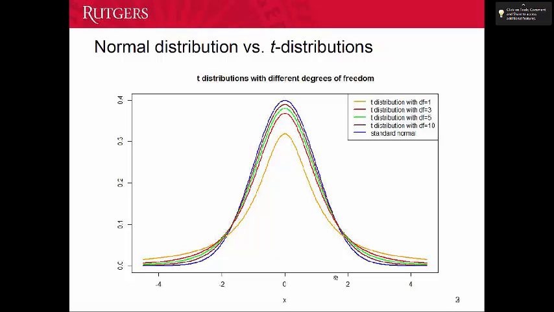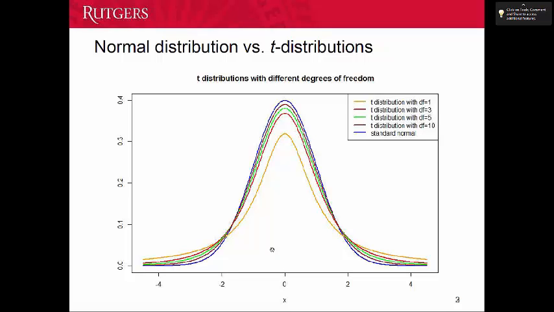You may have noticed that the t-distribution looks very much like the normal distribution, but it is relatively flatter and also has fatter tails than the standard normal distribution. So you can see here the blue one is the standard normal distribution. You can see the other t-distributions have fatter tails than that of the standard normal distribution.